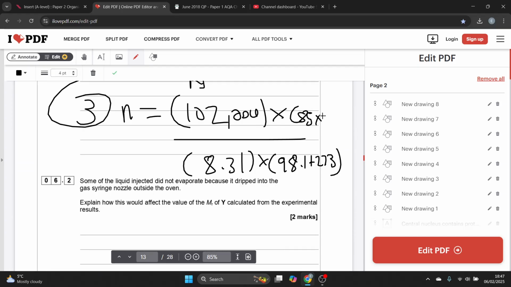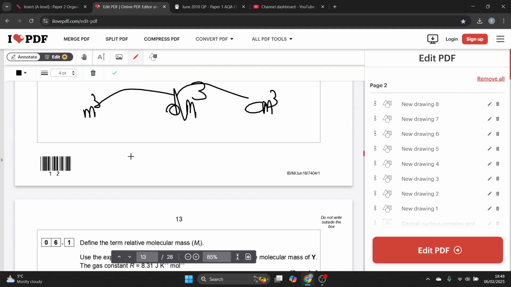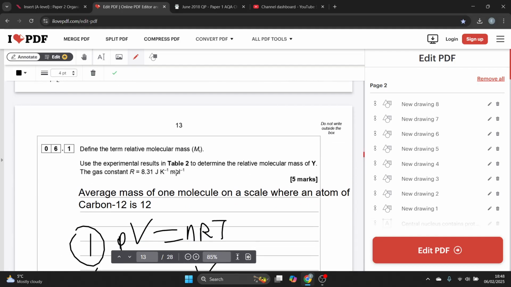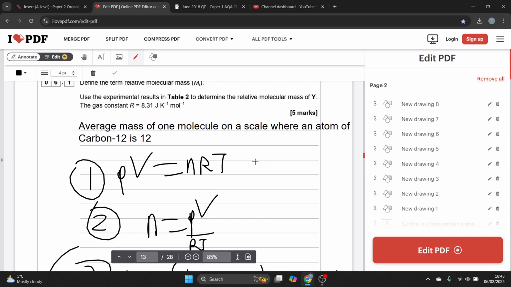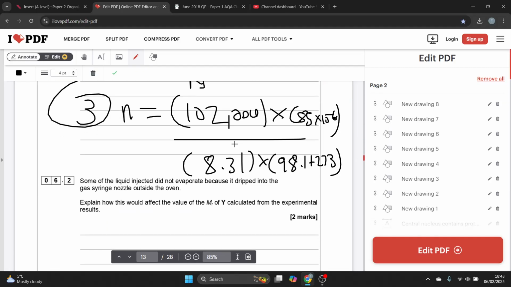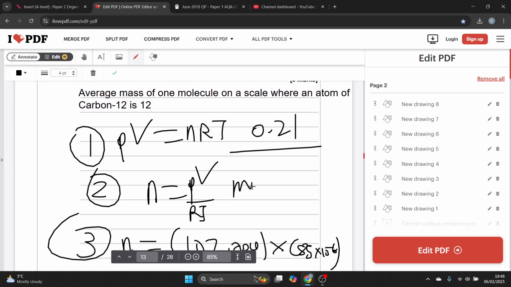85 times 10 to the power minus 6. That will give me the number of moles. I've got the mass. Moles is mass over MR, so the MR is going to be the mass, 0.21, over the number of moles. So let's see if I'm even right. 102,000 times 85 times 10 to the power minus 6 divided by 8.31 times 98.1 plus 2 plus 273. You get that, and then you can get the MR, 74.7. Yeah.